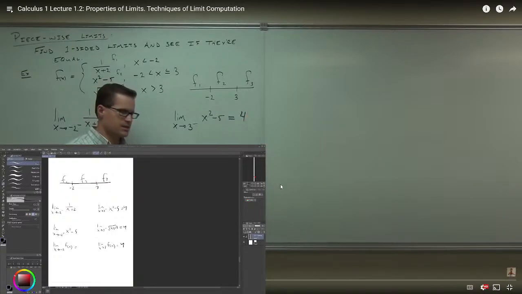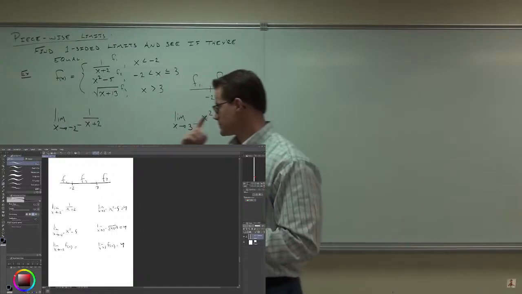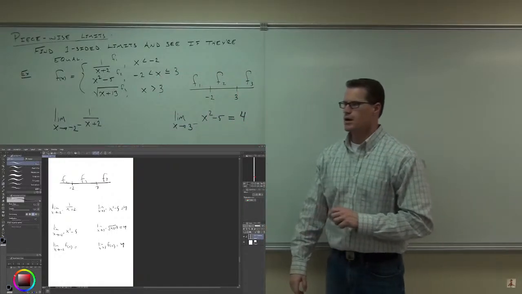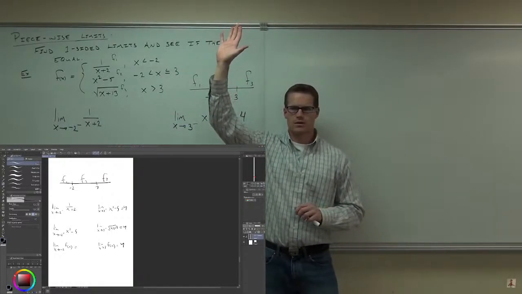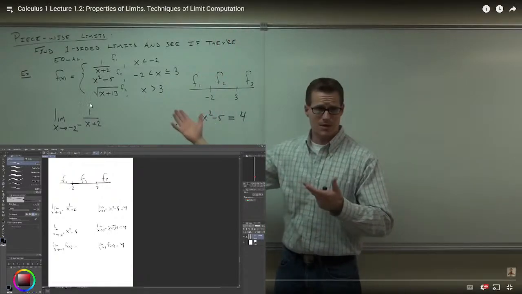Does this limit exist? Maybe. Why? I don't care that they're not the same function. They go to the same value. Limit is 4. Raise your hand if you're okay with that one so far. Kind of nice, right? One-sided limits aren't so bad. Piecewise functions, they can get kind of... So this is going to be an infinity answer, I think.